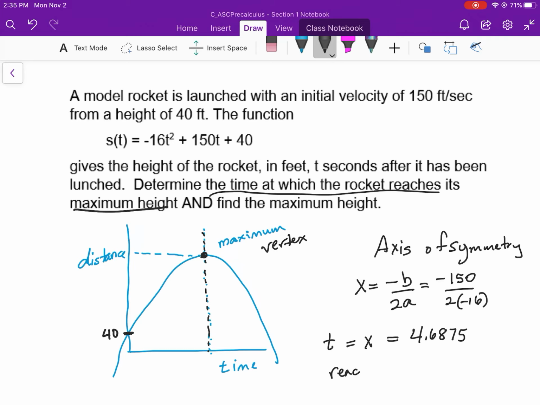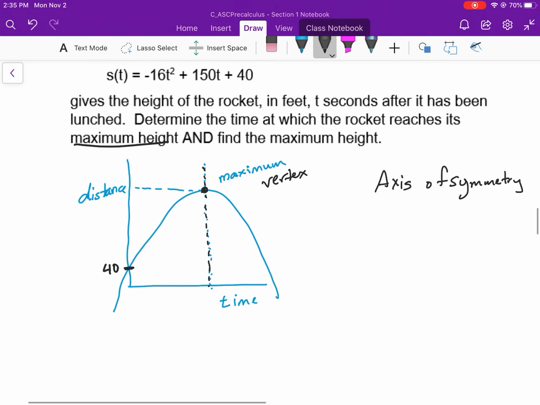So it reaches maximum height at 4.6875 seconds. And then how high does it actually get?